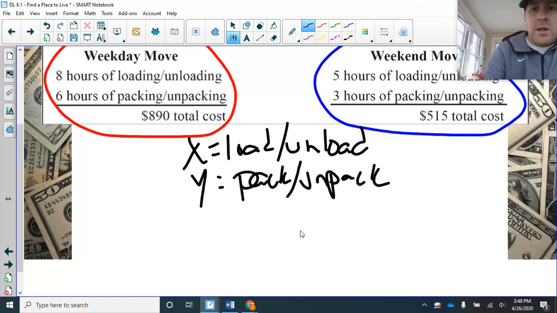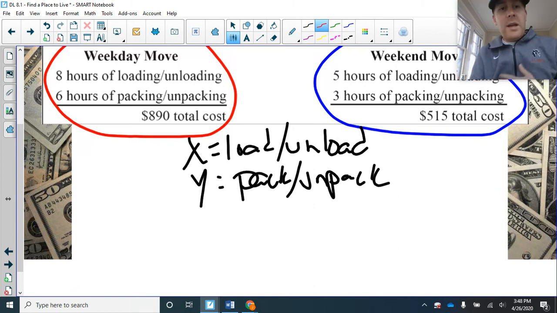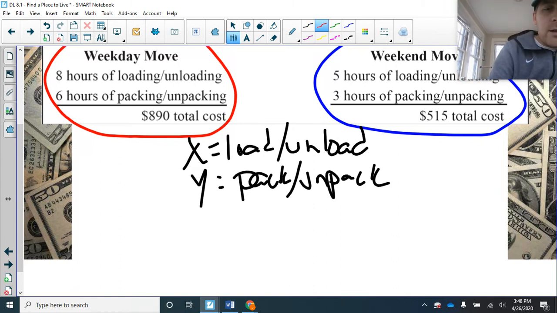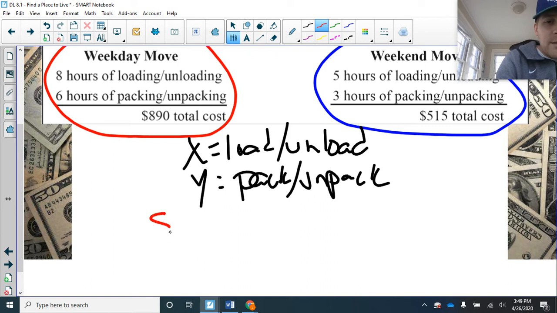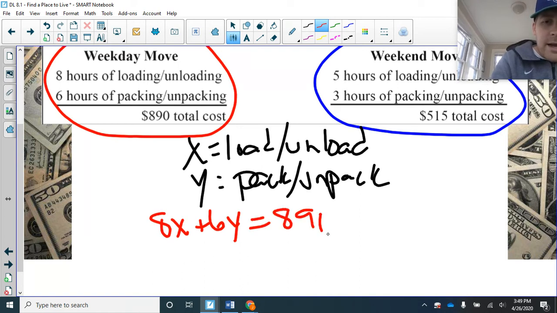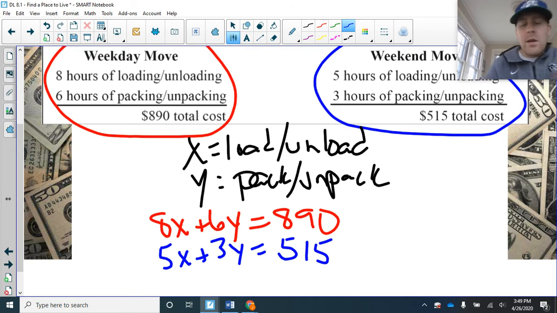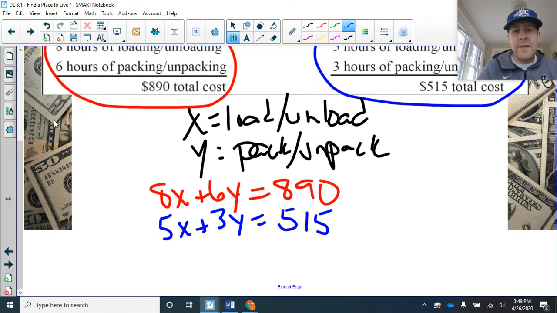All right, so let's go ahead and set up our equations. For a weekday, we have 8 hours of loading and unloading, so 8x, plus 6y, because it's 6 hours of packing and unpacking, for a total cost of $890. For the weekend, we have 5 hours of loading and unloading, plus 3 hours of packing and unpacking, for a total of $515. All right, so there's our system. Now we want to solve it by elimination.